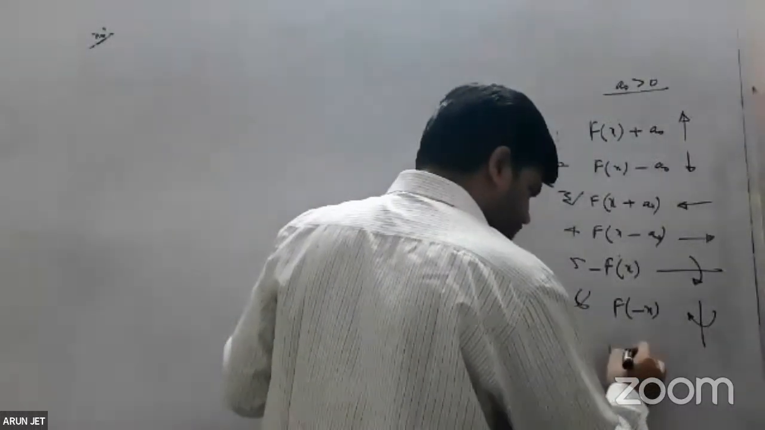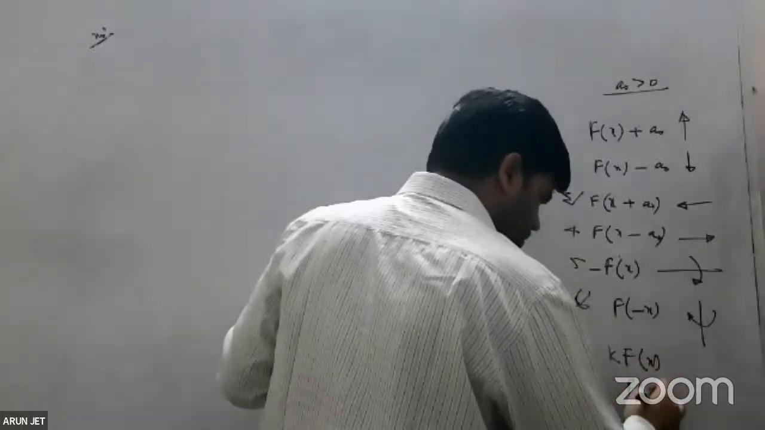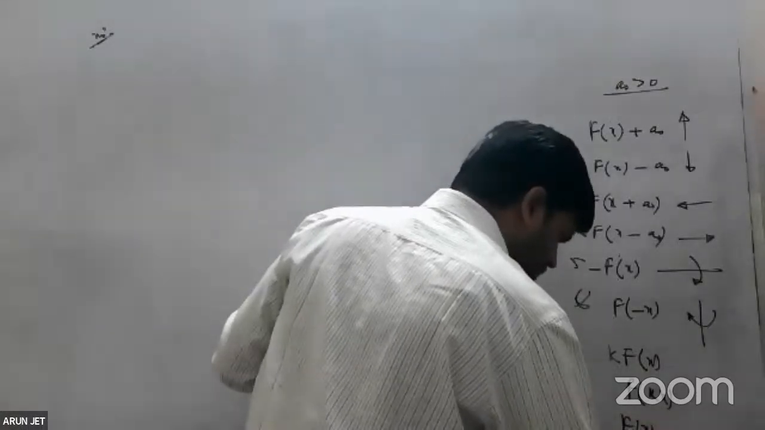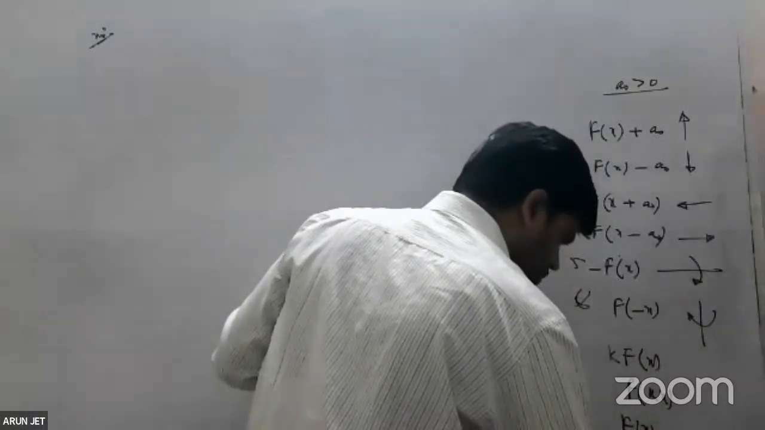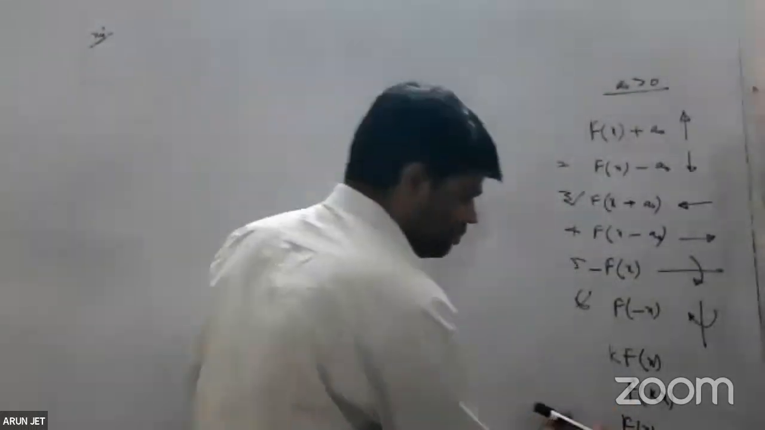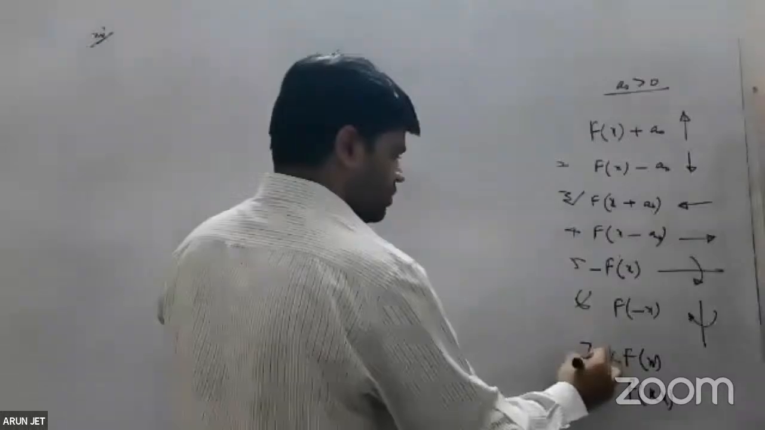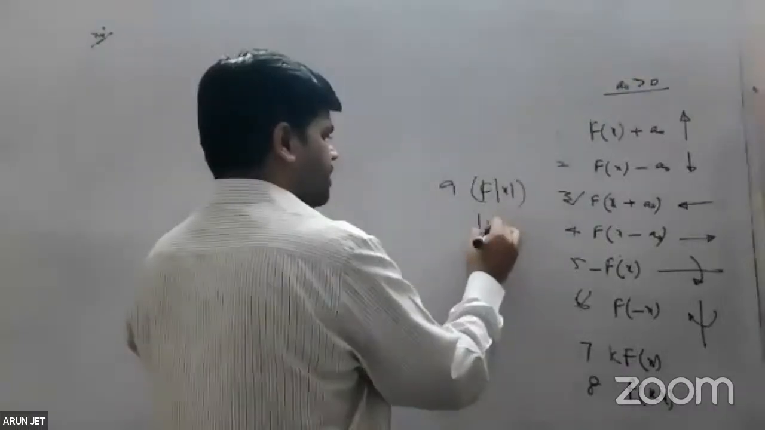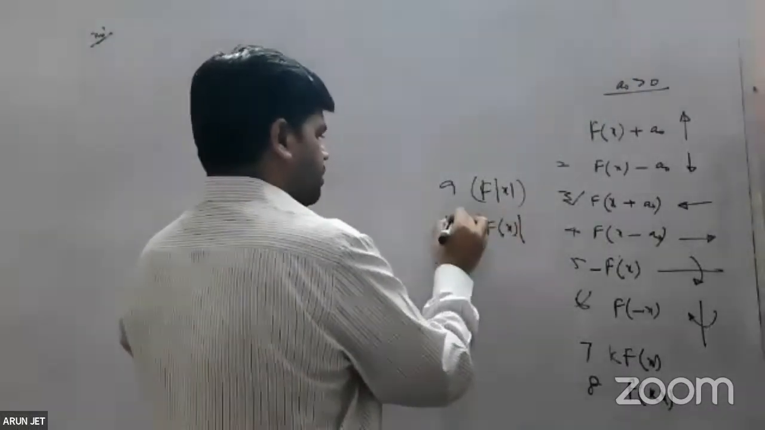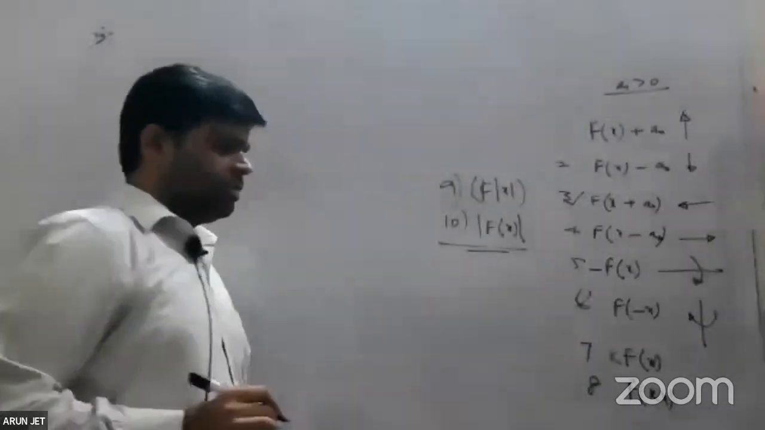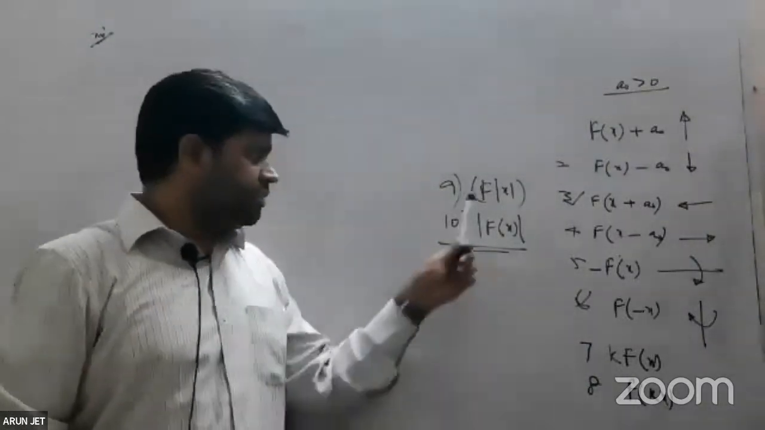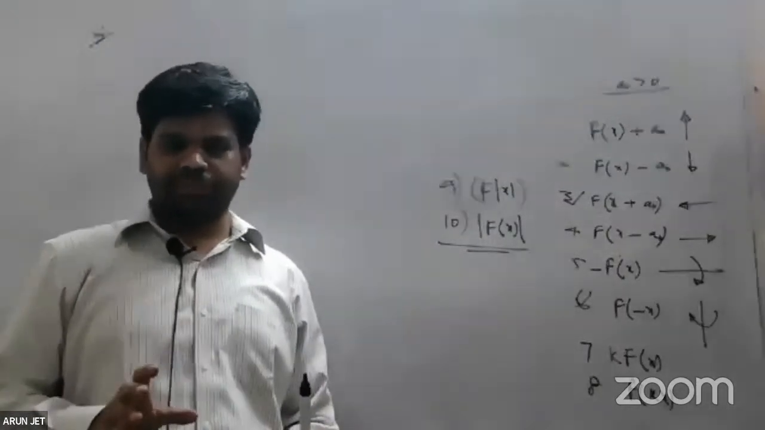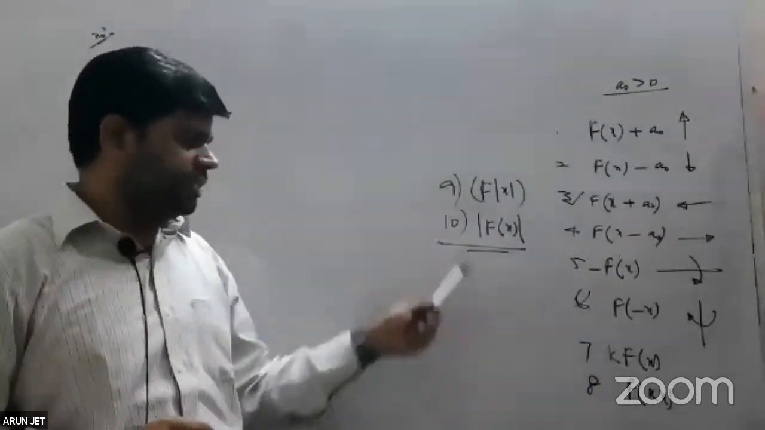One is k f of x. Second is f of k x. One more is f of mod x. Other one is mod f of x. All right, these we'll deal with later. Once I teach you what is mod x, then we'll understand how to deal with these transformations. Mod x is also a very important function for physics.